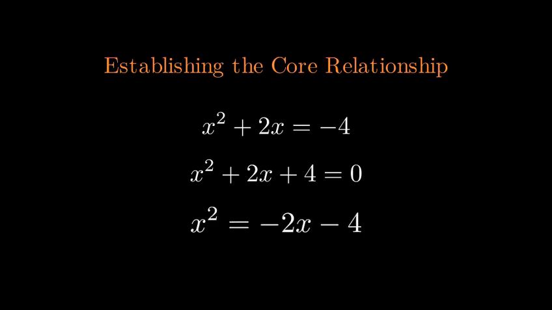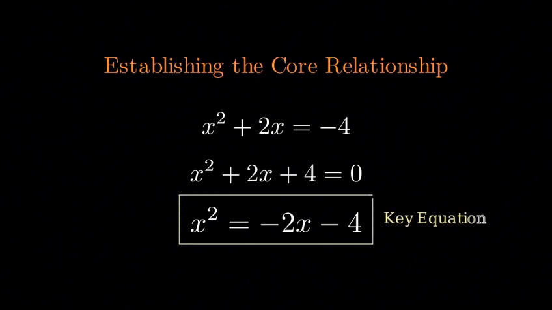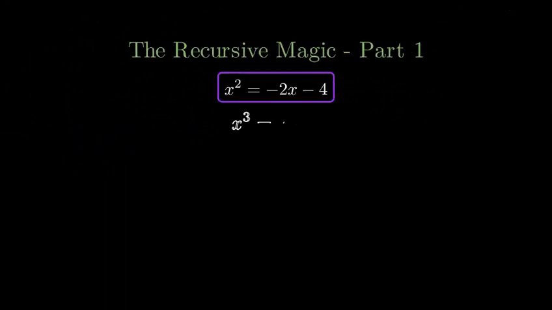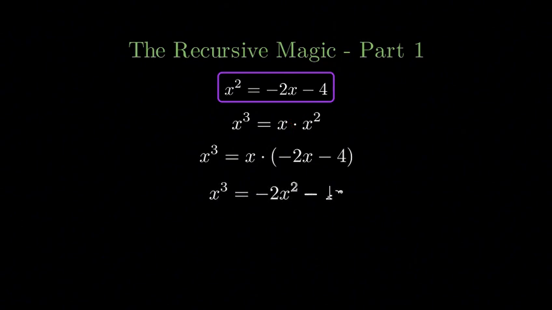Now, let's rearrange this equation. We get x squared equals -2x minus 4. This is our magical formula. It lets us simplify any higher power of x without solving for x directly. Let's see how. To find x cubed, we multiply x by x squared. Using our formula, we get x times quantity -2x minus 4. This simplifies to -2x squared minus 4x.